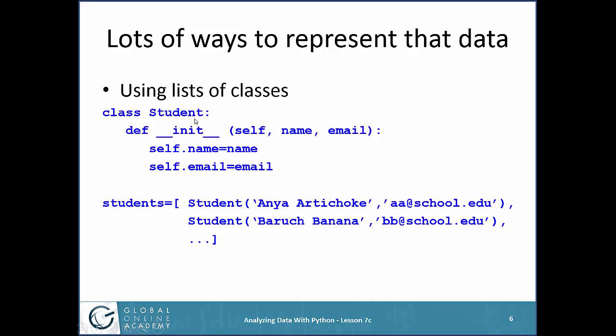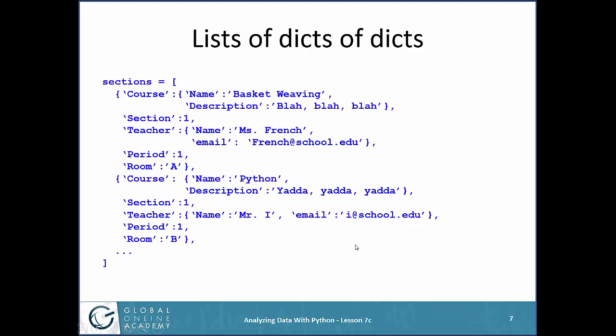I might create a class called student, and that student class might have an init function, takes self, name, and email, and saves whatever you passed in for the name and email as self.name, self.email. Then the students might be a list where each element of the list was an object of type student. And I pass in this value. That might be a useful way to do this.